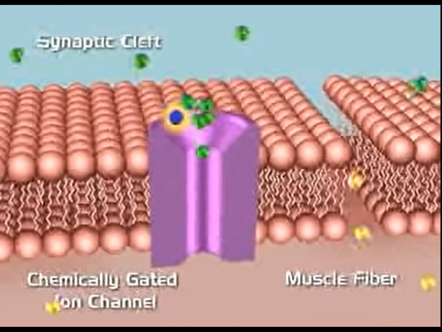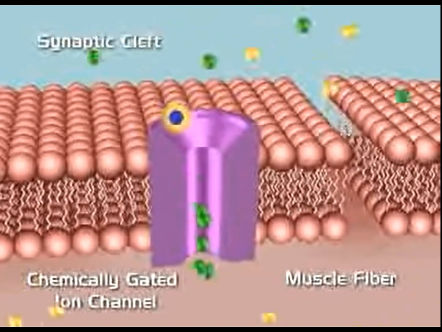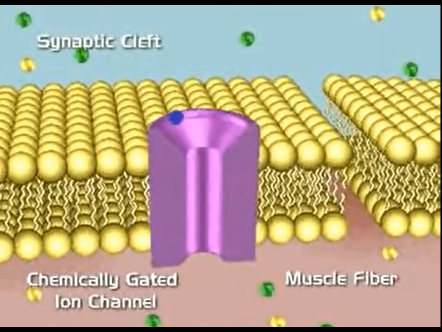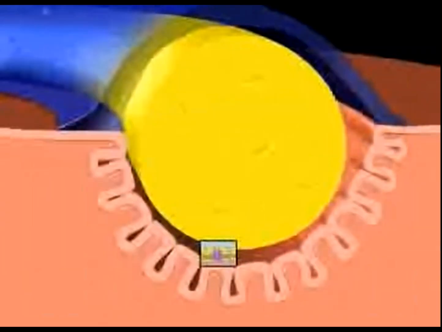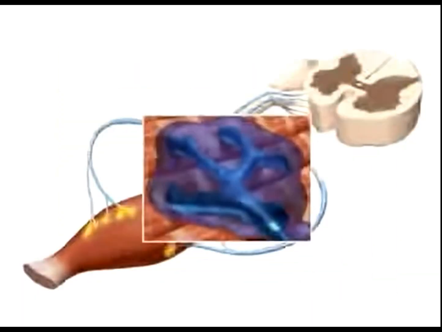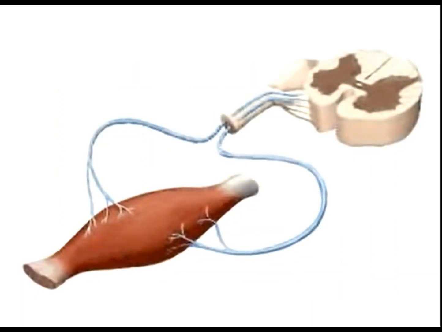Sodium then rushes through the ion channel into the muscle fiber, causing an action potential to form on the fiber membrane. The action potential spreads along the muscle fiber. As more nerve branches activate additional fibers, the action potential spreads over the entire muscle.